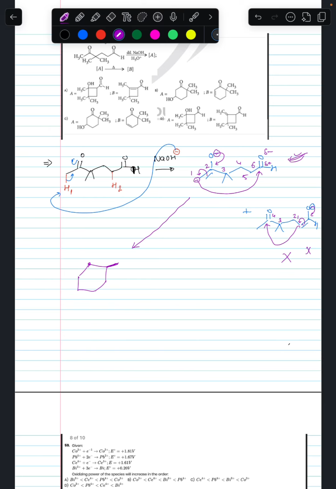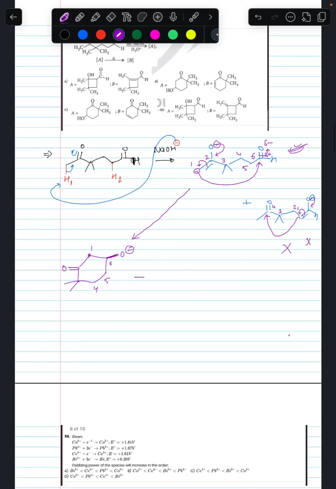So when it attacks here, the pi bond will shift to the oxygen atom, so it forms O minus. Now carbon number 1, carbon number 2 double bond O, carbon number 3 with methyl group, carbon number 4, carbon number 5, and carbon number 6. After that, on protonation workup, it converts into OH. Next, after heating, from here water is eliminated.